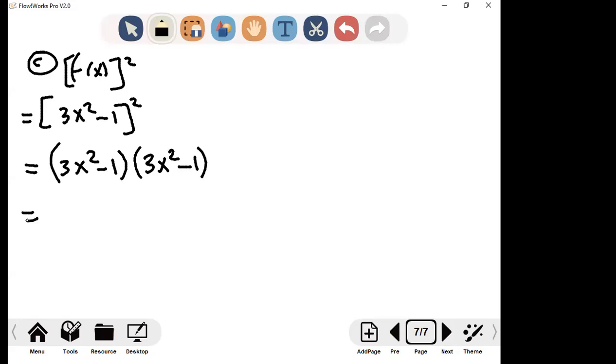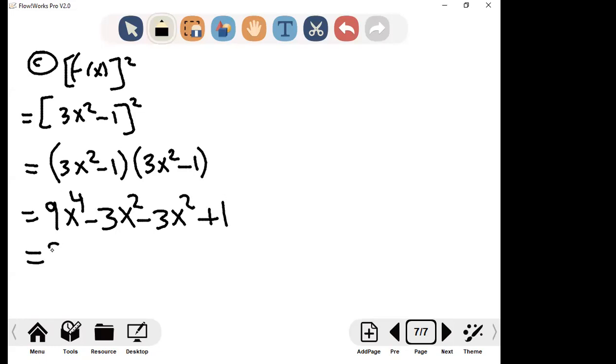This is equal 3x power 2 times 3x power 2, 9x power 4. 3x power 2 times negative 1, negative 3x power 2. Negative 1 times 3x power 2, negative 3x power 2 plus 1. So 9x power 4, negative 6x power 2 plus 1. And the degree is 4. This is part C.